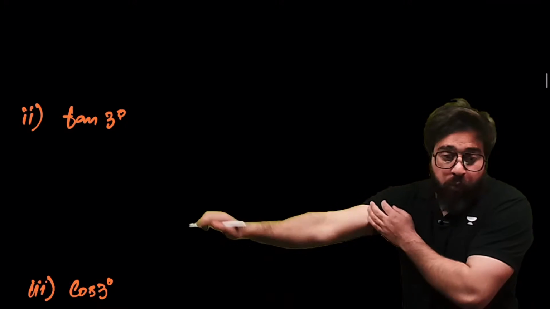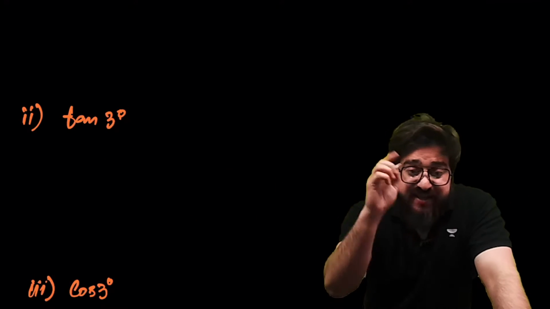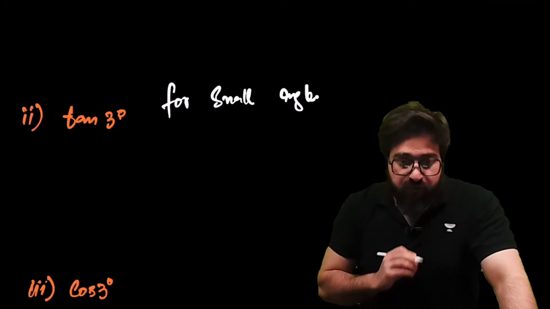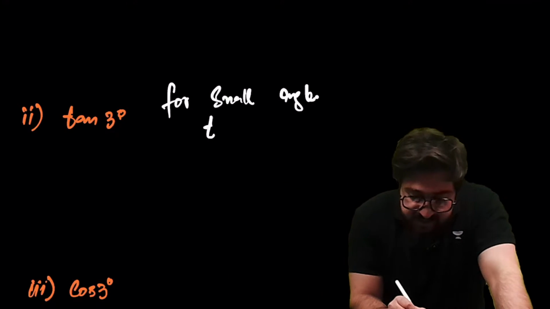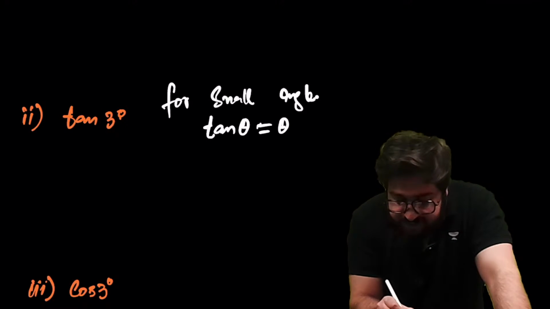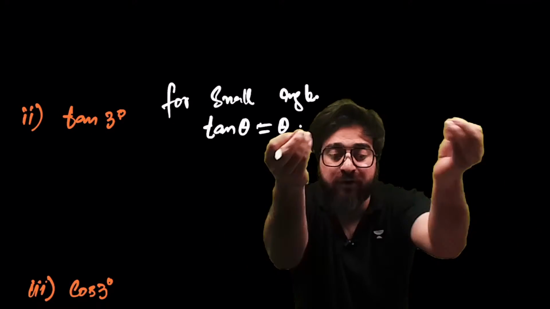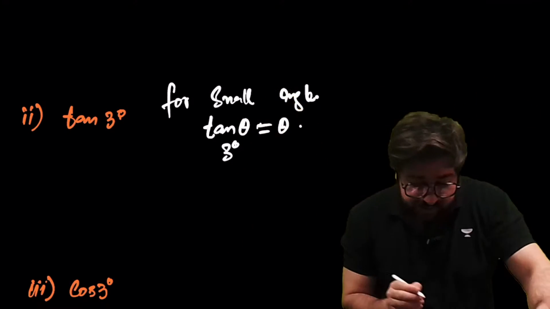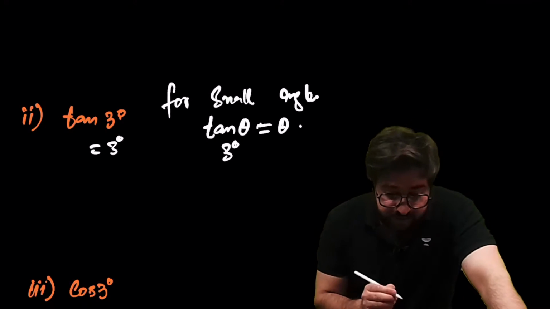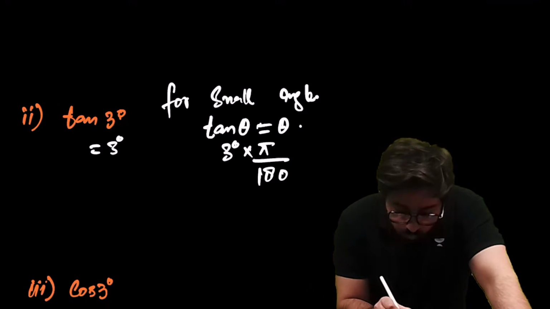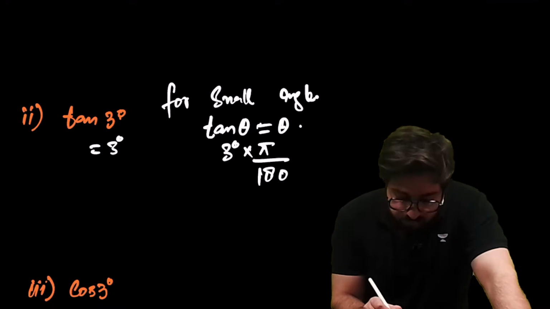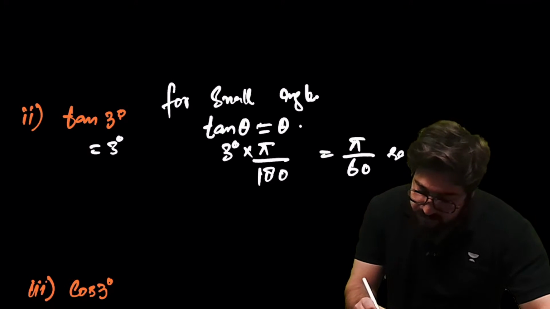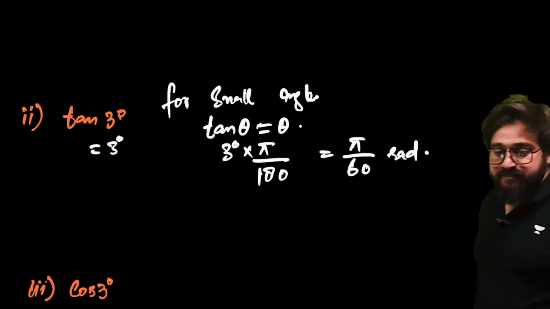Now, similarly, what is the value of tan of 3 degrees? For a small angle, we recently saw that tan of theta is equal to theta. So tan of 3 degrees is equal to 3 degrees itself. And if we have to find this in radians, multiply it by pi divided by 180 degrees. That is pi divided by 60. This is pi by 60 radians. Is that clear, guys?